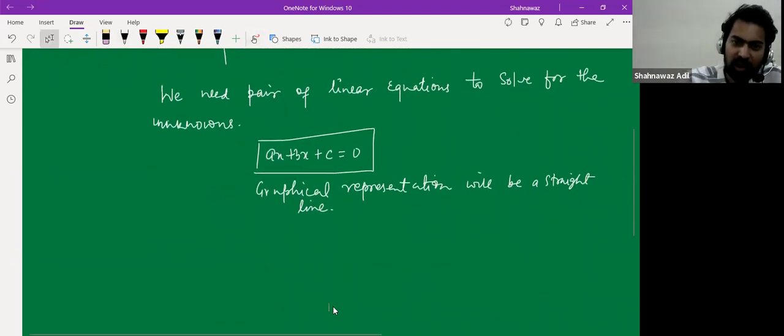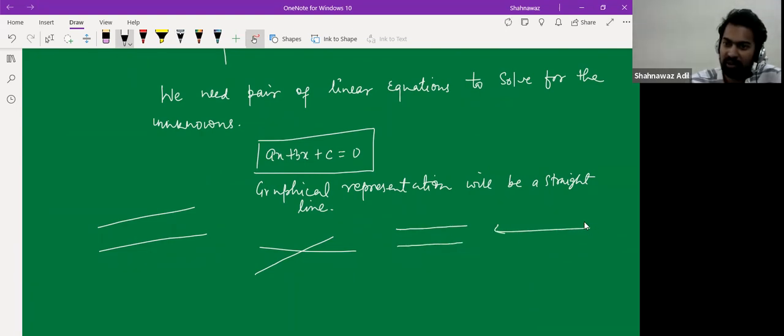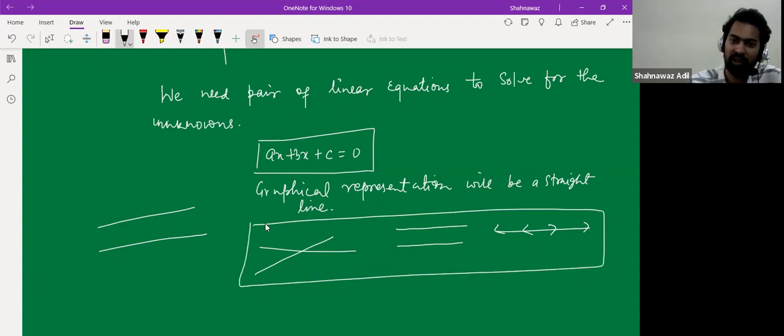So let's say you have two lines. If you have two lines, there can be three possibilities. One is that they intersect at some point, or they are parallel to each other, or they may be coinciding. So there are three scenarios for a pair of straight lines. That is how you define the solutions of these linear equations.